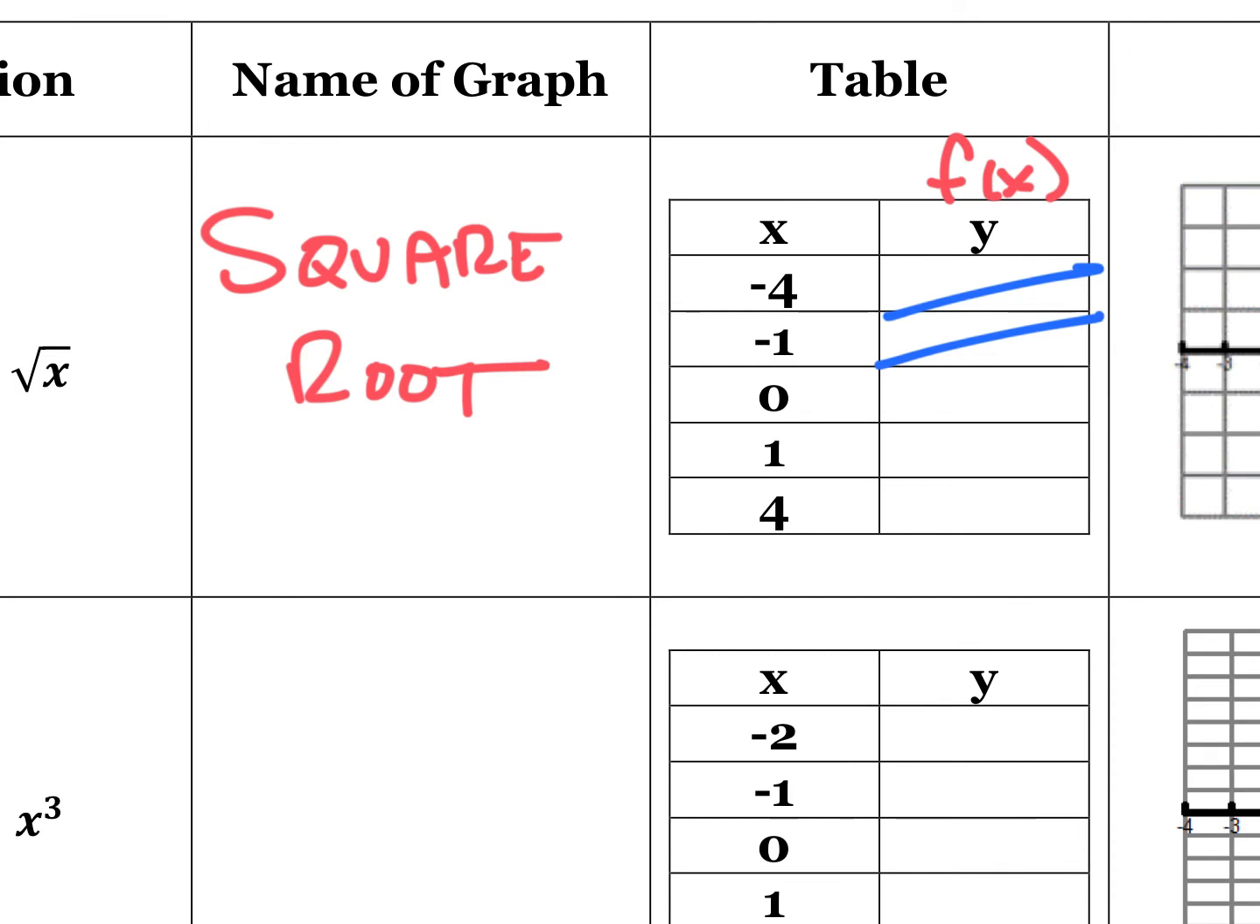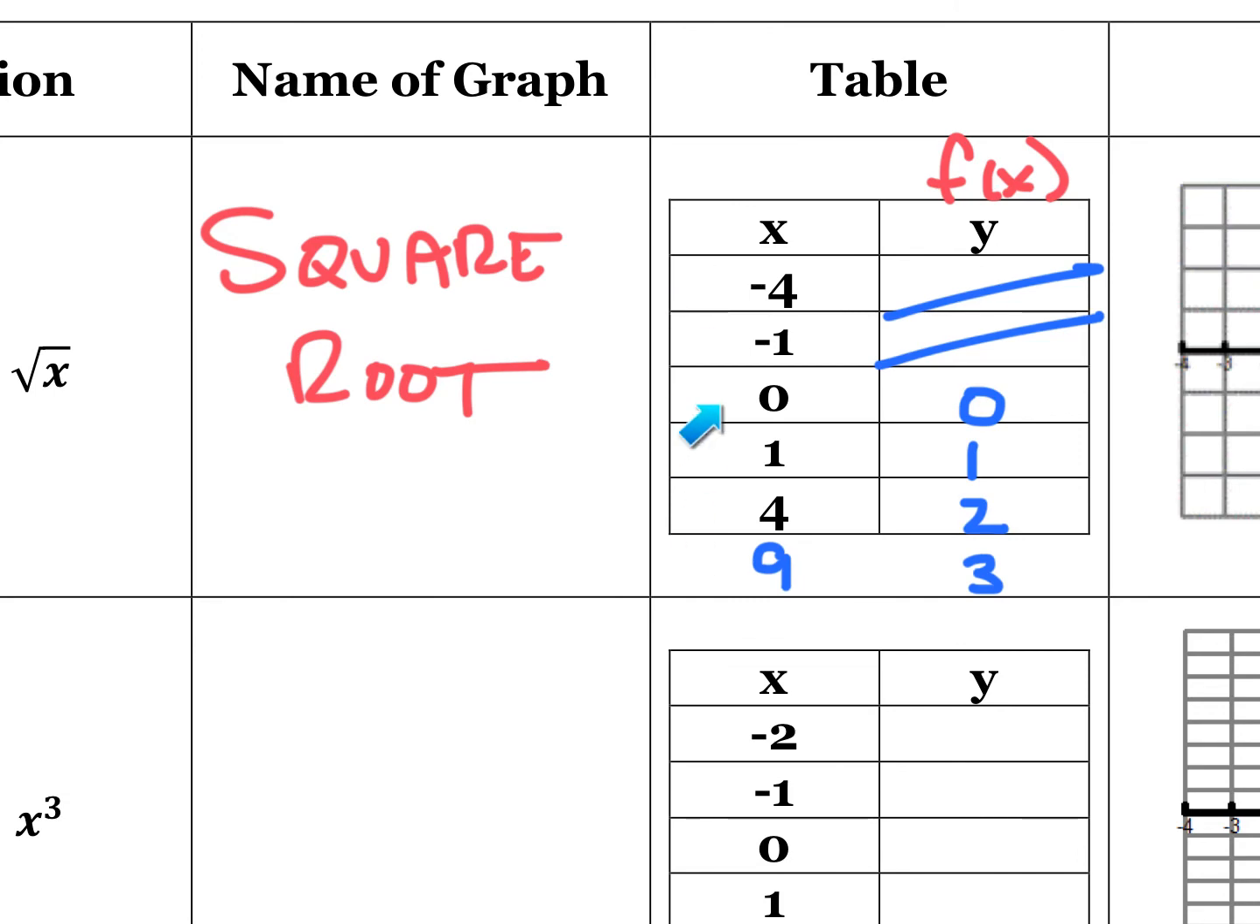Okay, so now what's the square root of 0? It's 0. Square root of 1 is 1. Square root of 4 is 2. And this goes on and on and on. What would be the next easiest number to take a square root of? 9, right? So the square root of 9 is 3.